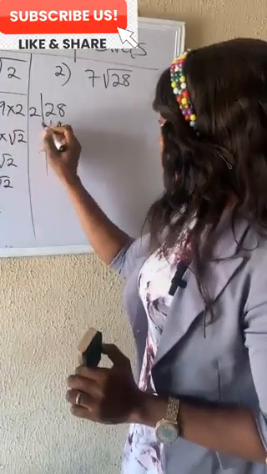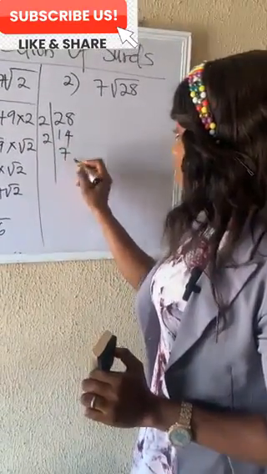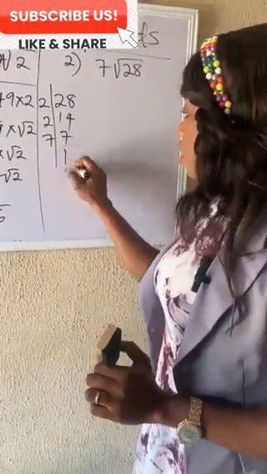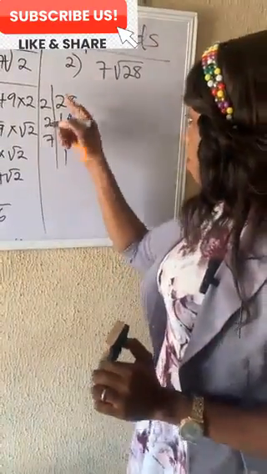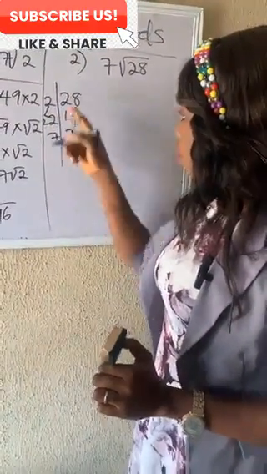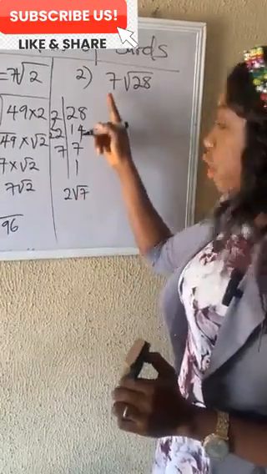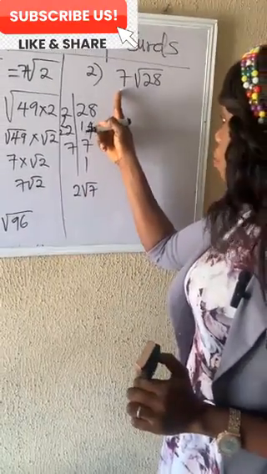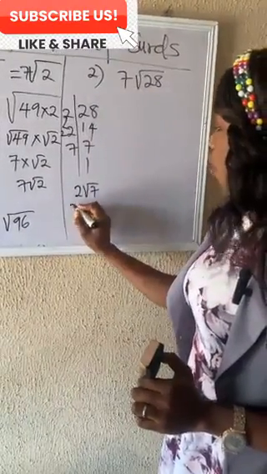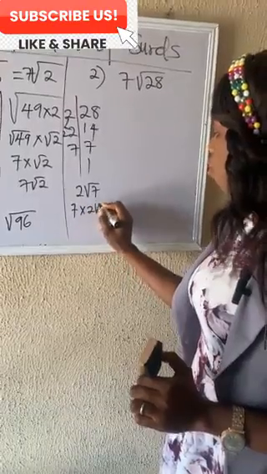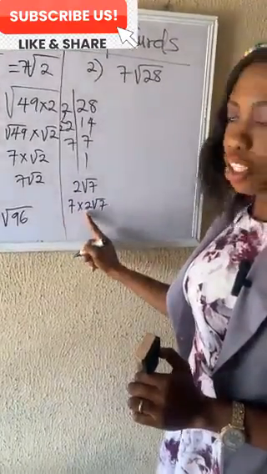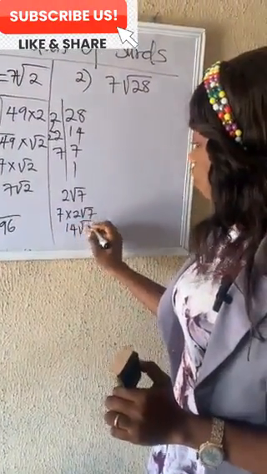What else can divide 14? 2 divides 14, 7. 7 divides itself, 1. So in that case, we pair this and pick 1 out to give us what? 2 surd 7. But remember there is already a number before the surd. So in that case, we are going to have 7 times 2 surd 7. And 7 times 2 will give us 14 surd 7.